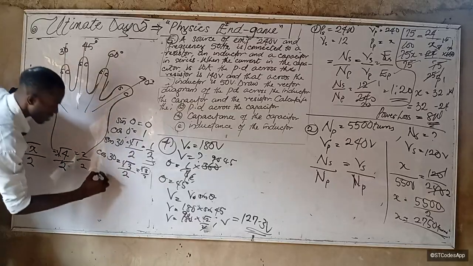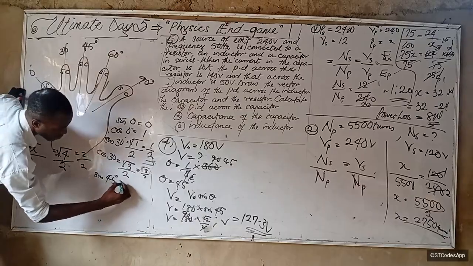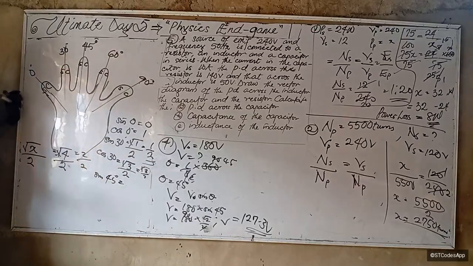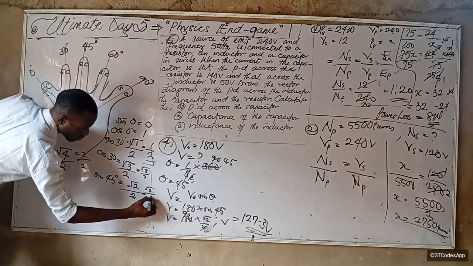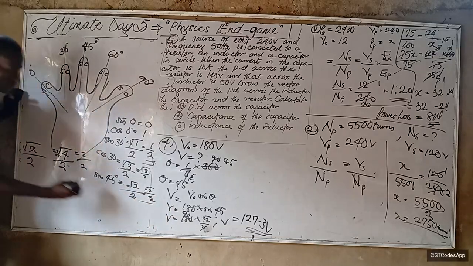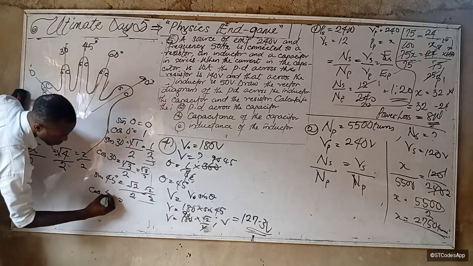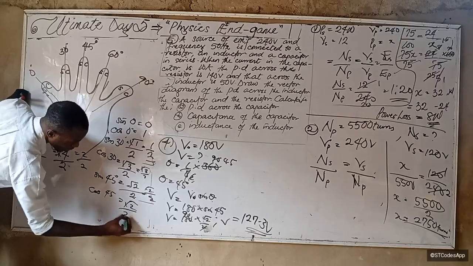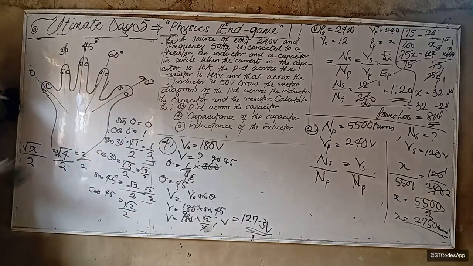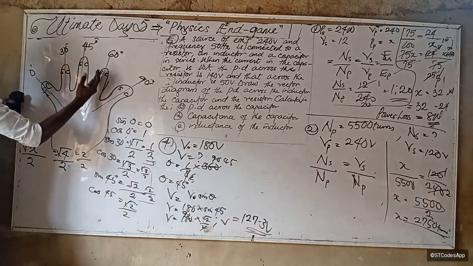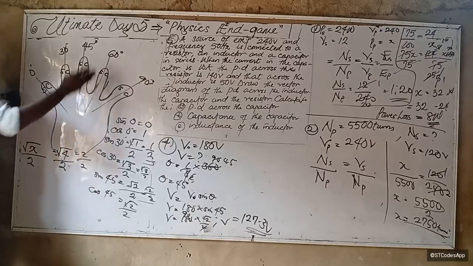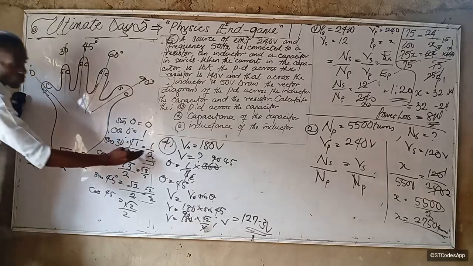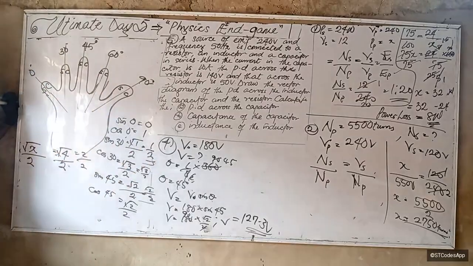How about for 45? Sine 45 degrees. Sine is on this side. Square root of 2 over 2. That becomes root 2 over 2. How about cos 45? Root 2 over 2. Is it clear? Then how about sine 60? On this side, root 3 over 2. How about cos 60? 1 over 2.